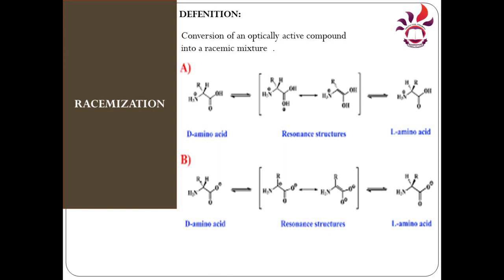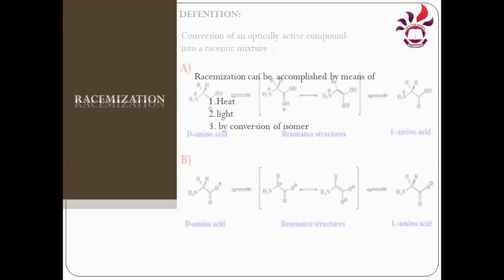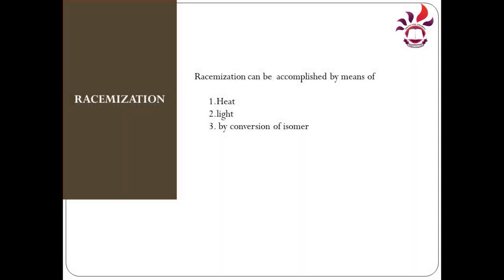Racemization. The conversion of optically active compounds into a racemic mixture is called racemization. It forms two dextrorotatory and two levorotatory. In the racemic mixture, the conversion of either dextrorotatory or levorotatory forms 50-50% is called a racemic mixture. Racemization can be accomplished by means of heat, light, or by conversion of the optically active isomer through an intermediate, which returns to the racemic mixture.